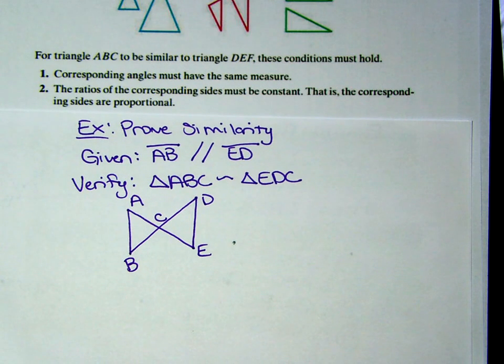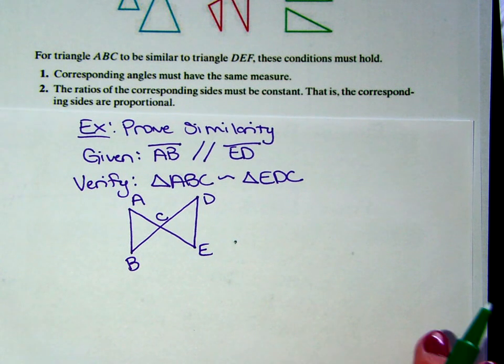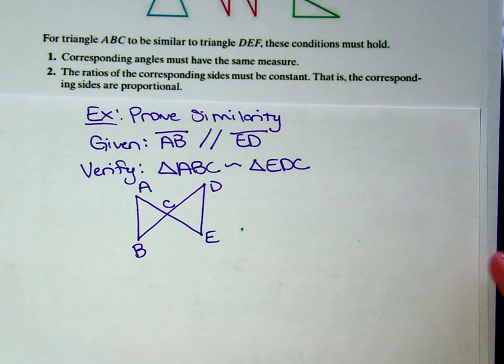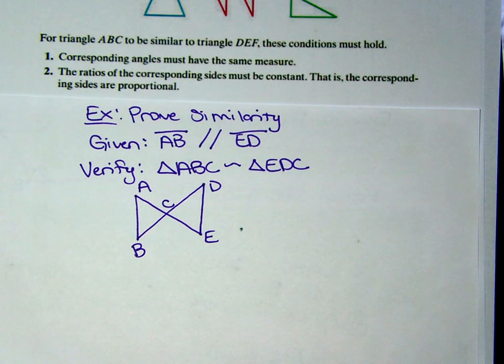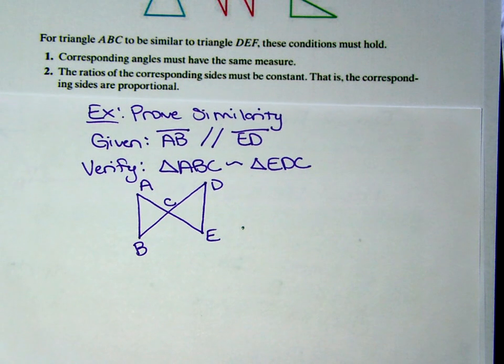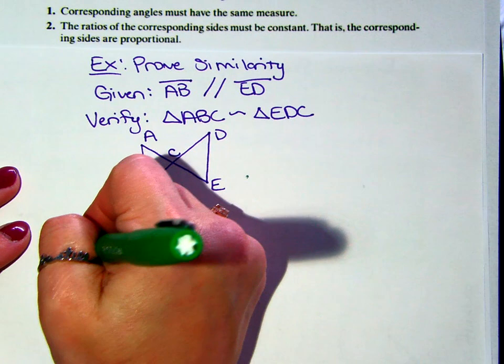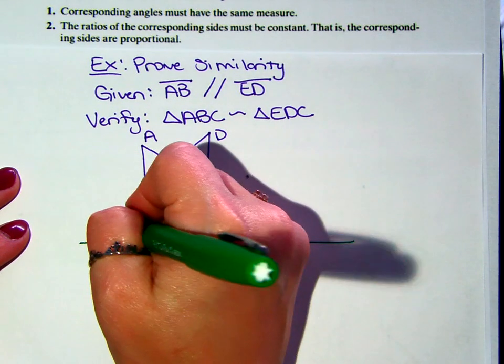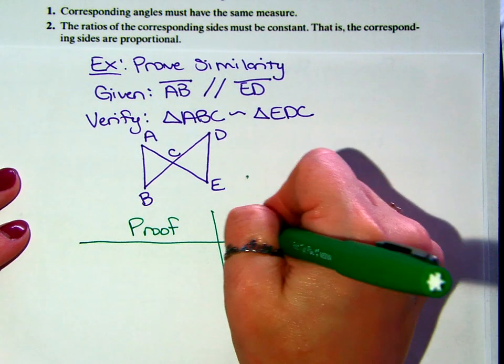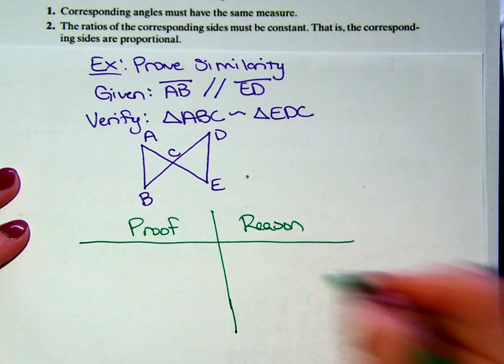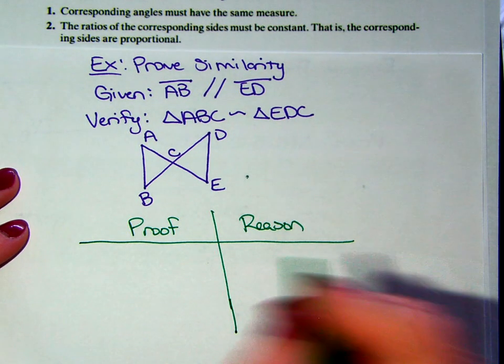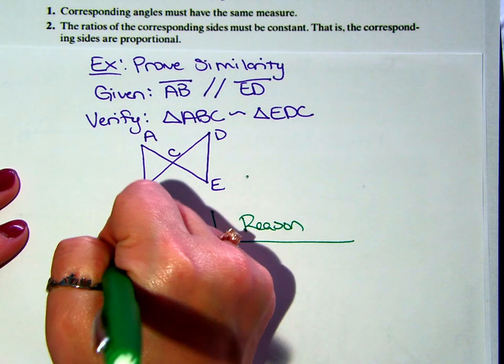We're still going to use a proof. We're still going to use our two-column system. But in order to prove that two triangles are similar, we have to prove that all the measures are the same, and then we can prove that they're similar. So let's do it. Our two-column, our proof, and our reasoning. And I'm going to start with what they give me. They only gave me one thing. They gave me that AB is parallel to ED.